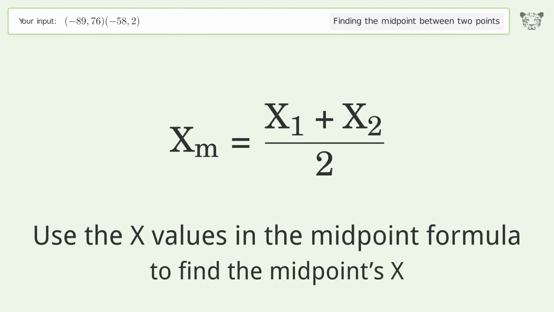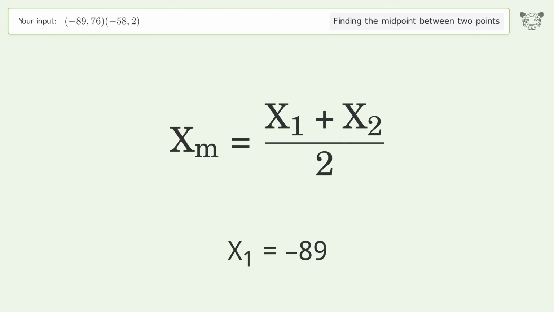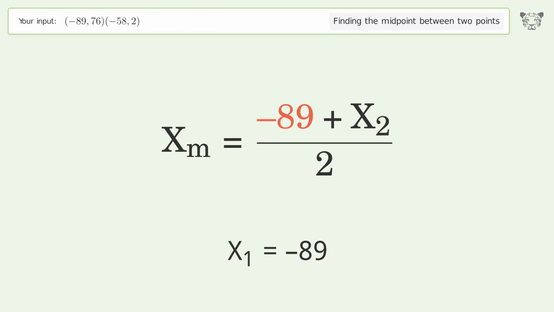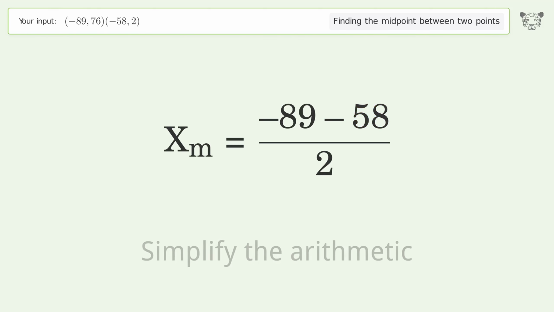Use the x values in the midpoint formula to find the midpoint's x. x1 equals negative 89. x2 equals negative 58. Simplify the arithmetic.